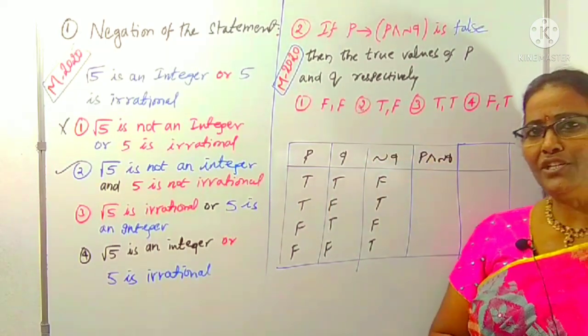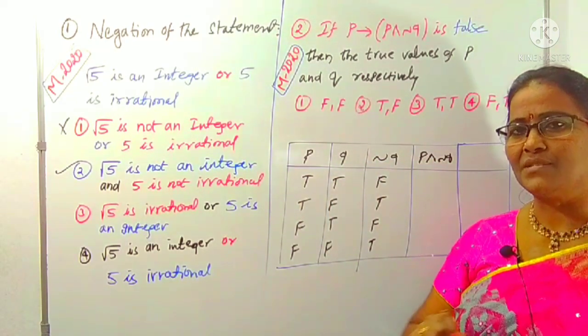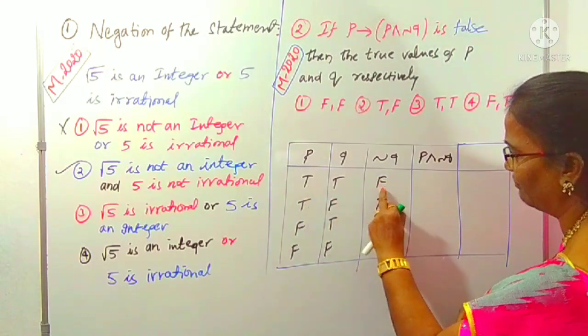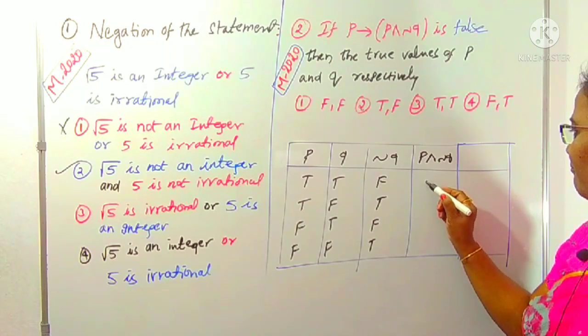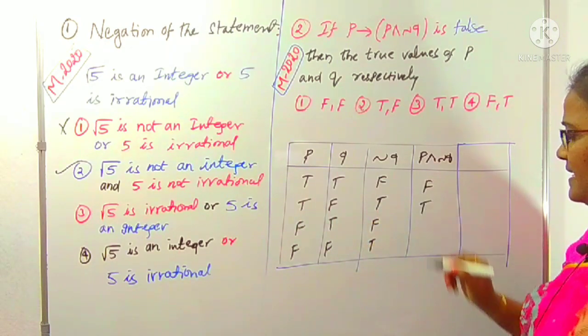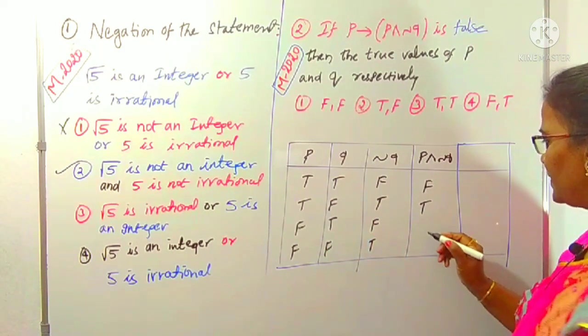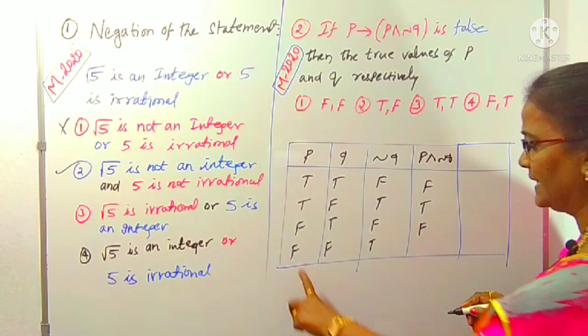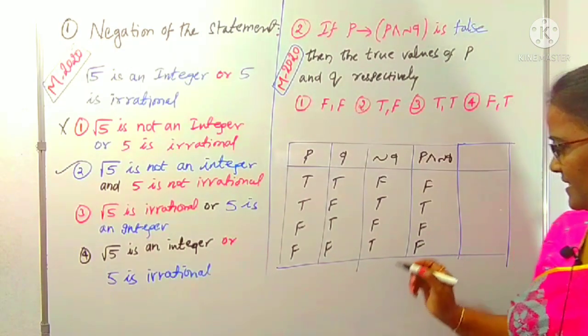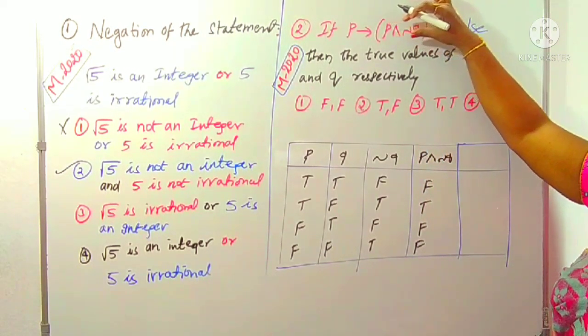In case of 'and', what do you know? All are false; both are T, only then T, right? We can observe that TF is F, TT is T, FF is also F, and FT is also F. Right? We got it. So this is P and negation Q.